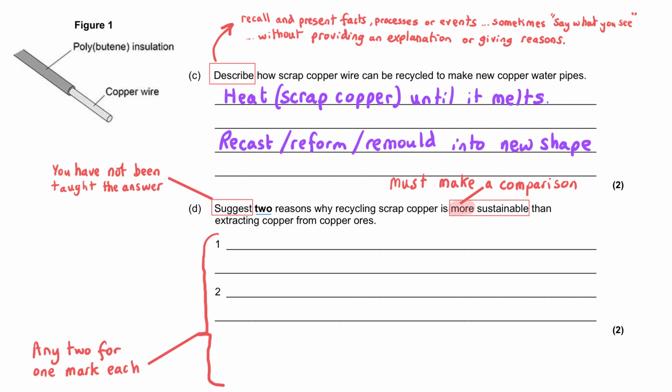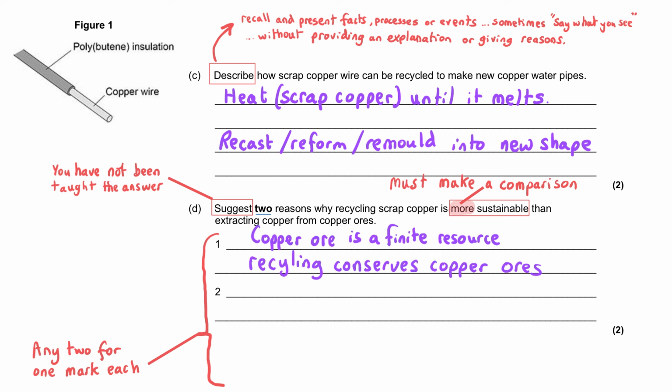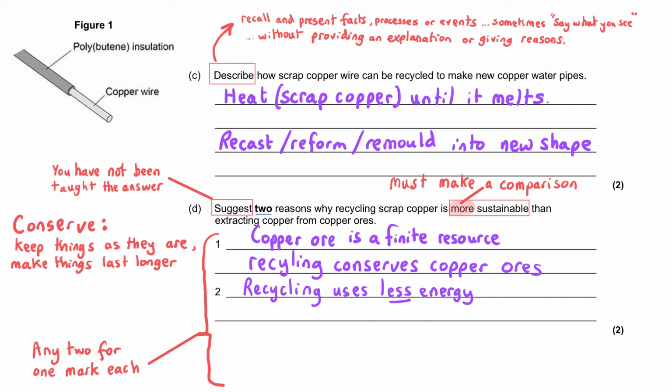So any answers that you give must be comparative. I think the thing that's worth mentioning first here is that copper ores are a finite or non-renewable resource, and therefore we need to talk about the fact that recycling the scrap copper is going to conserve these copper ores and therefore make them last longer. And then secondly, the act of recycling means that we don't need to extract more copper from the ores, and therefore less energy resources will be used to recycle copper than to extract it from the ores.